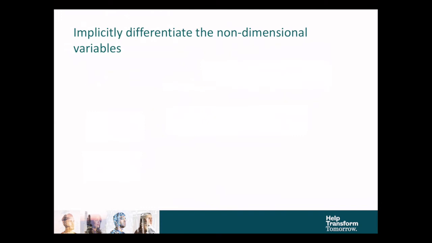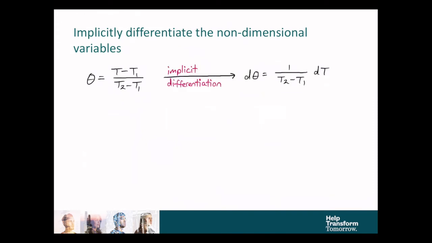So we remember that theta is defined as such, and if we implicitly differentiate that, theta is a variable and t is a variable, but t1 and t2 are both constants. So implicitly differentiating, we get a derivative t on the right-hand side and a derivative of theta on the left-hand side, and then the constant is the denominator.